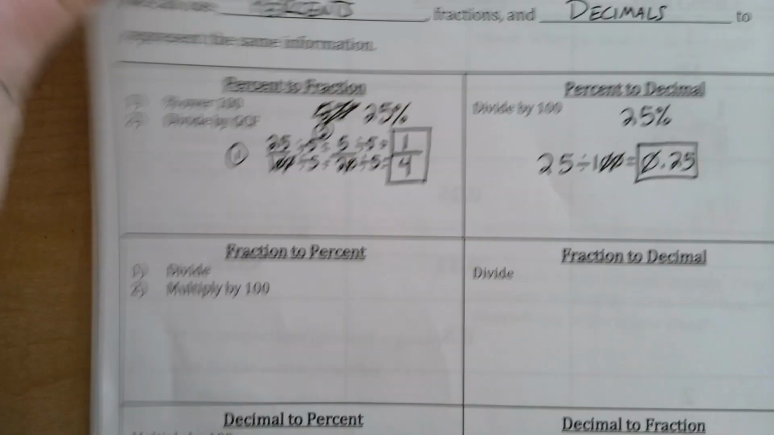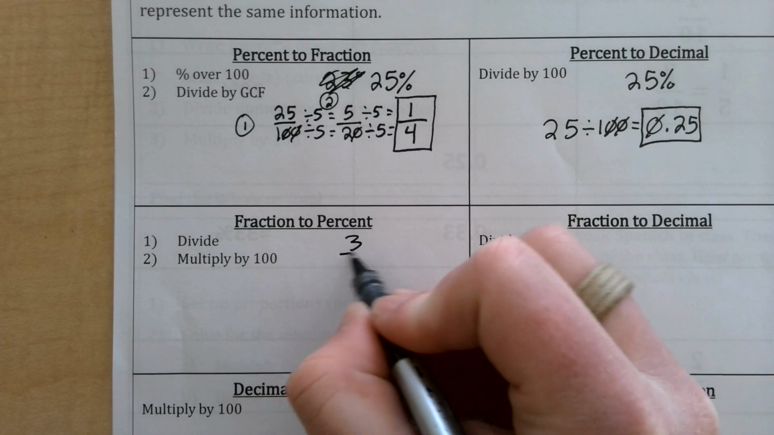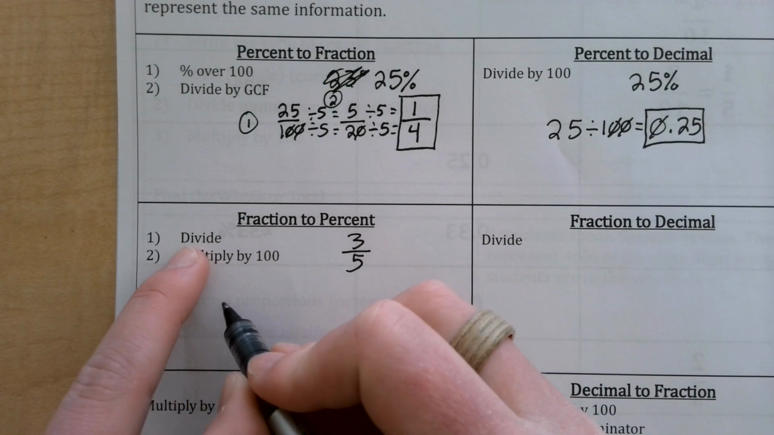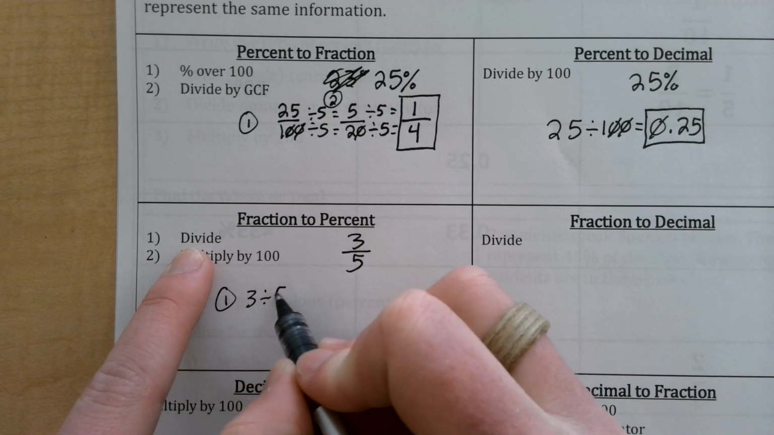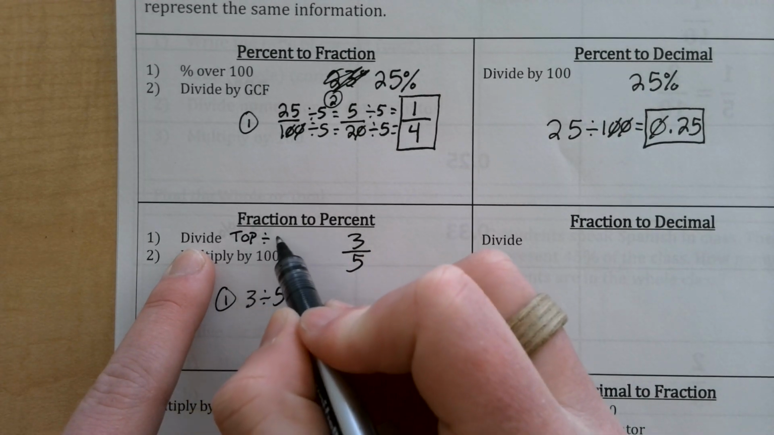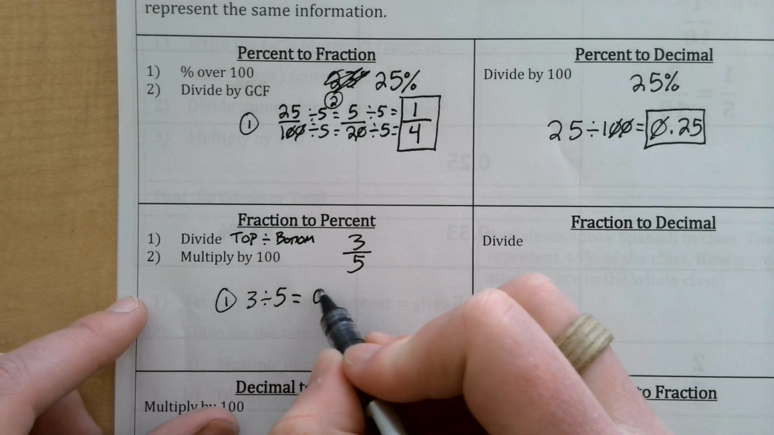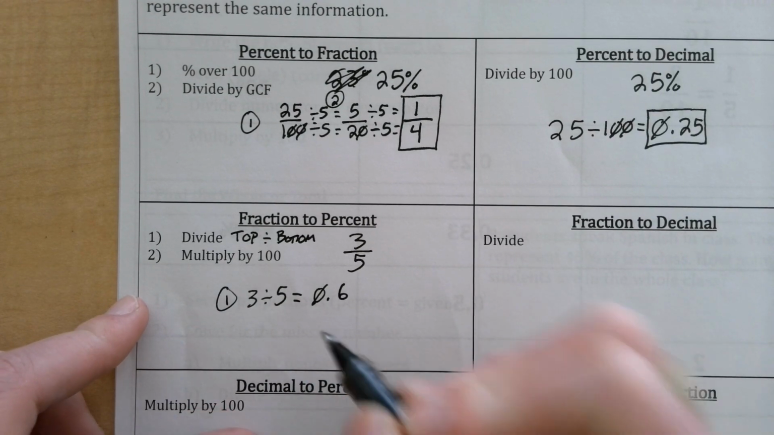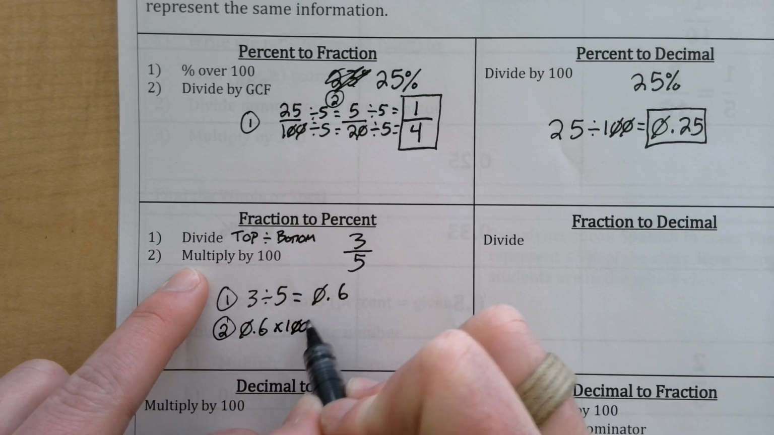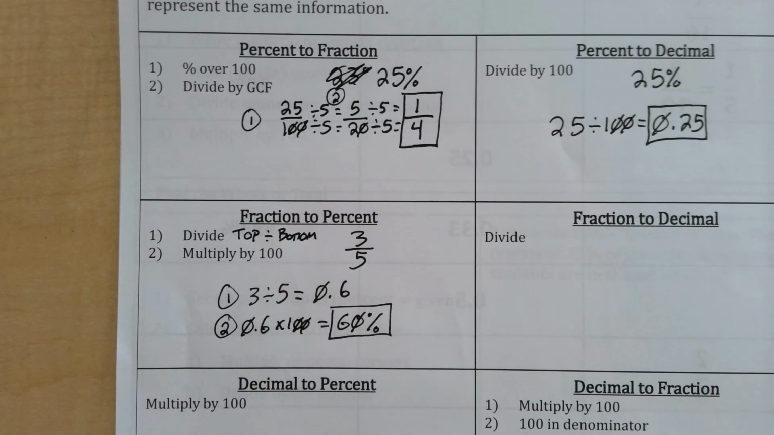Next, we have a fraction to a percent. So let's say I have 3/5, and I want to turn that into a percent. The first thing we're going to need to do is divide. So step 1, we're going to do 3 divided by 5, our top divided by our bottom. 3 divided by 5 is going to give us 0.6, and then we multiply that by 100. 0.6 times 100 equals 60%. There we go.